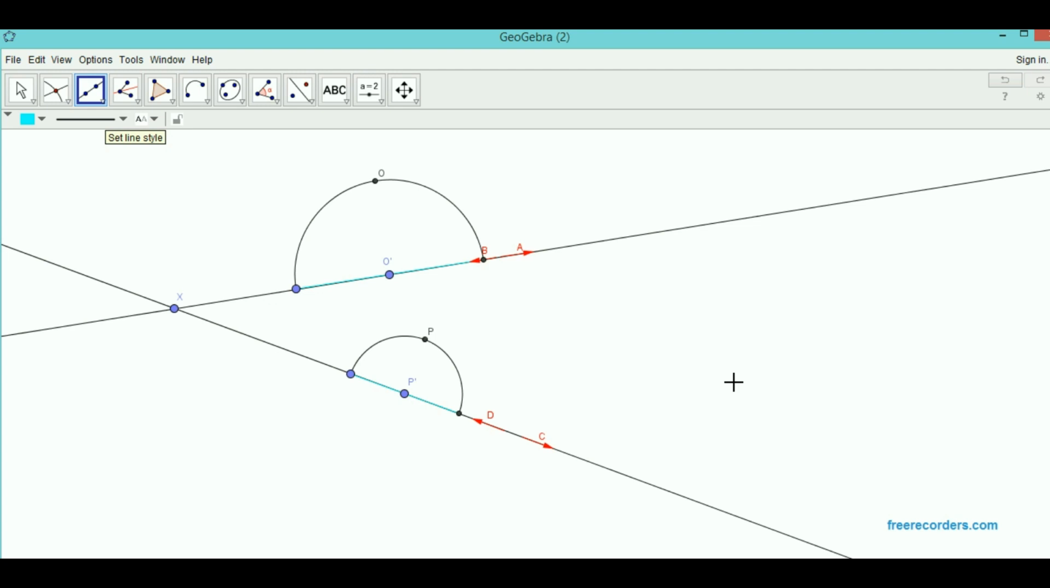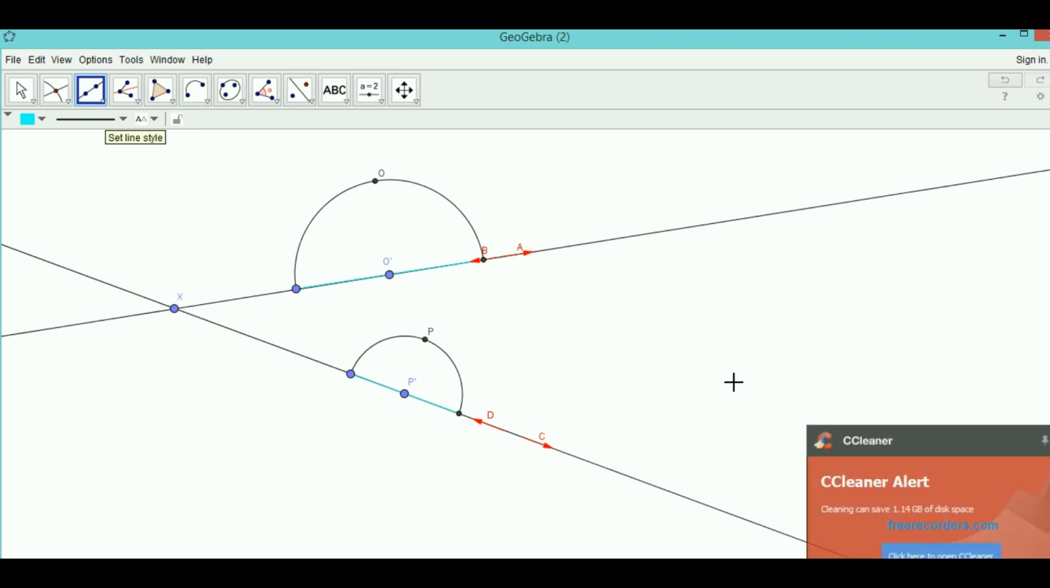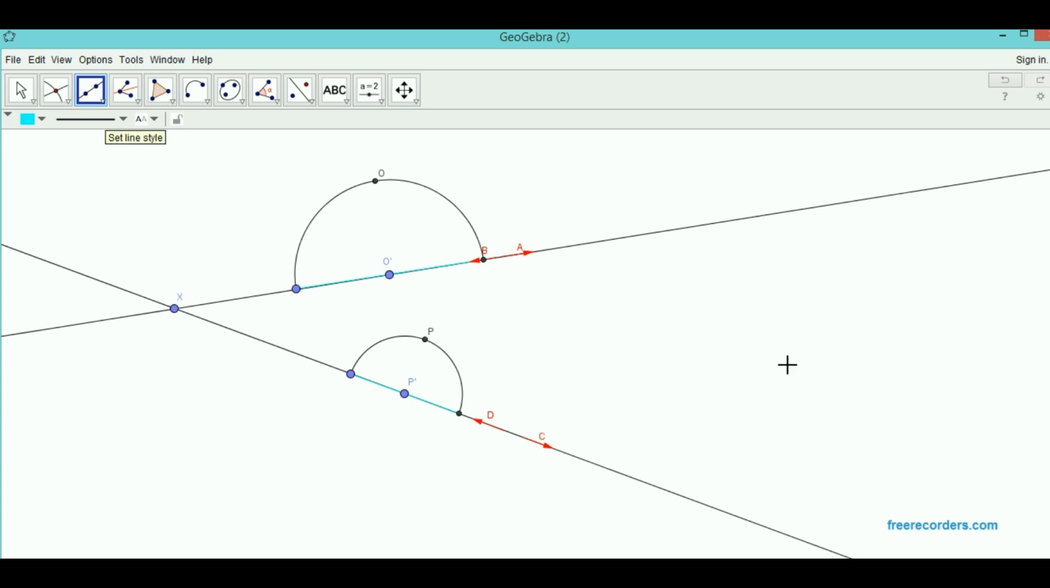So to do this, note that the involution on this AB line is basically corresponding to a 90-degree rotation about O. So what we're going to do to begin with is to find the mate of X under this involution. X is the place where these two lines meet.